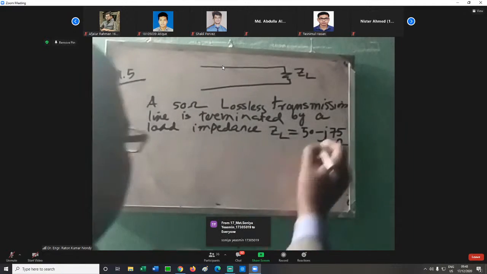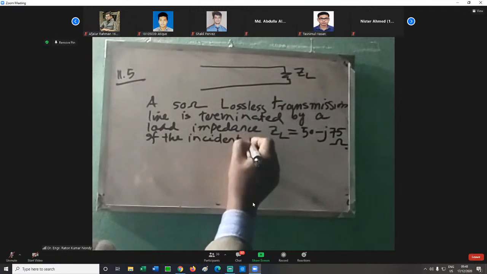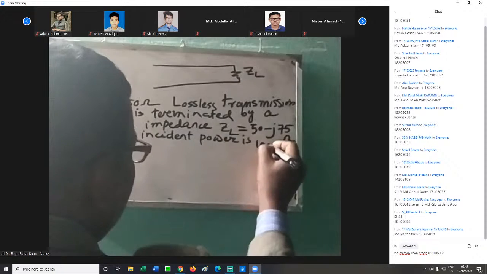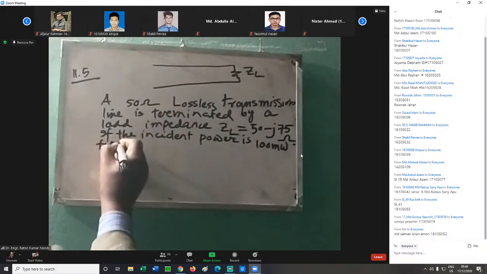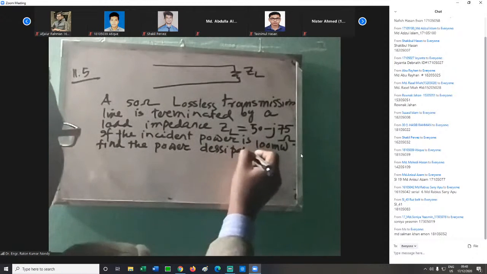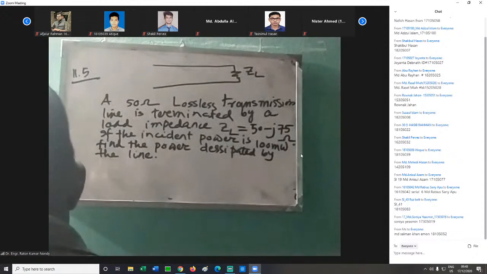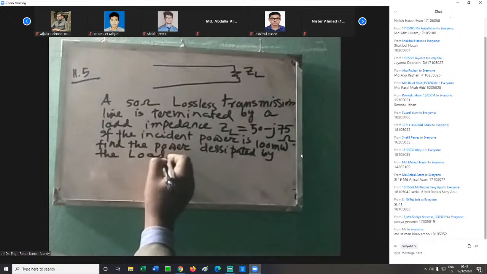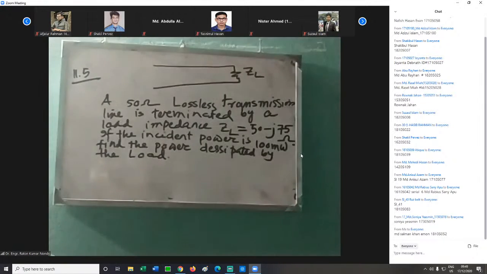If the incident power is 100 milliwatt, find the power dissipated by it. Find the power.